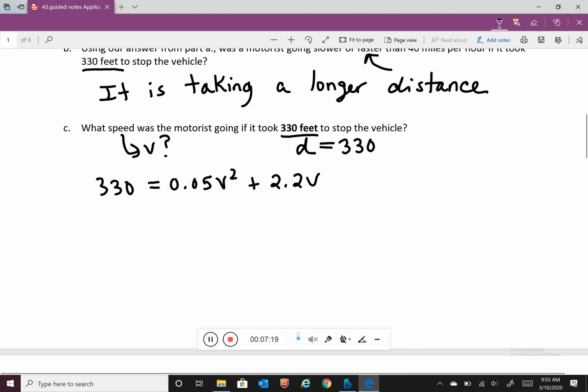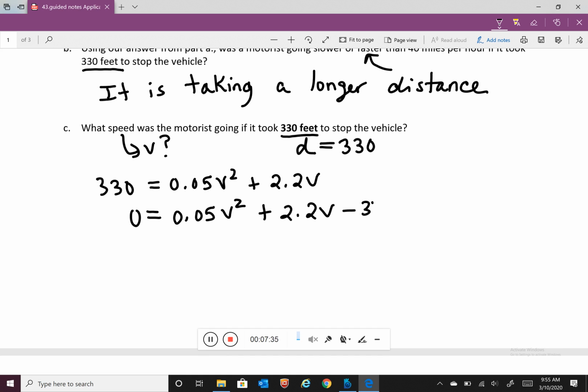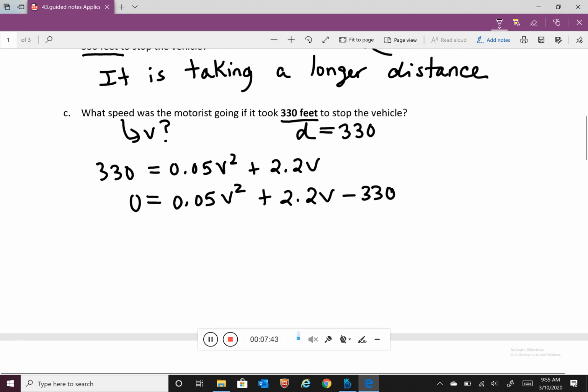And we're going to recognize this is a quadratic equation, and in order to solve for v, we need to set this equal to 0. So 0.05 times v squared plus 2.2v minus 330. And I have no idea if this is factorable or not, but I do know that I have other tools for solving quadratic equations, namely the quadratic formula.